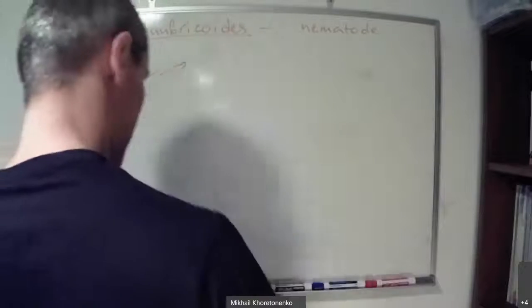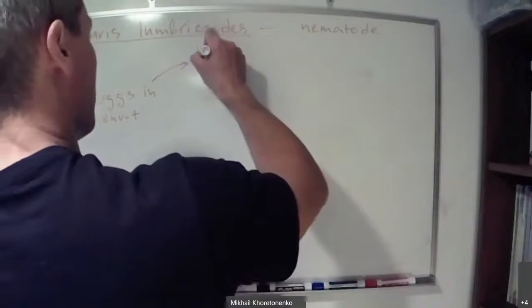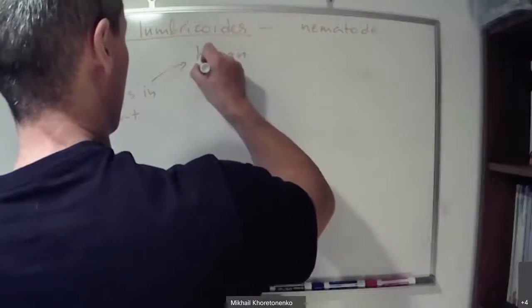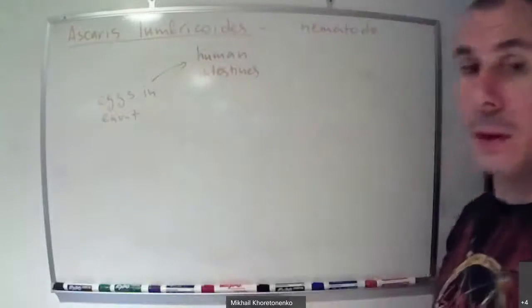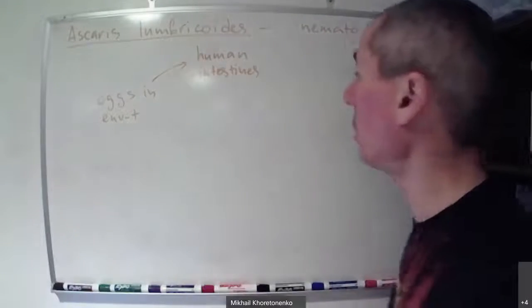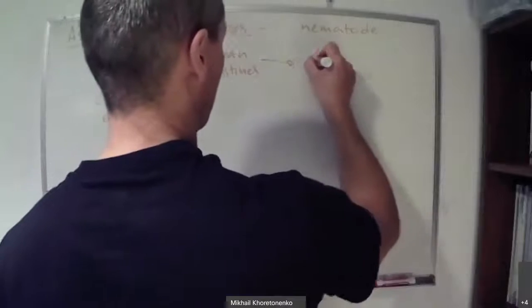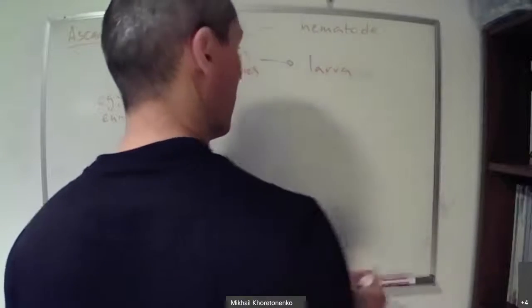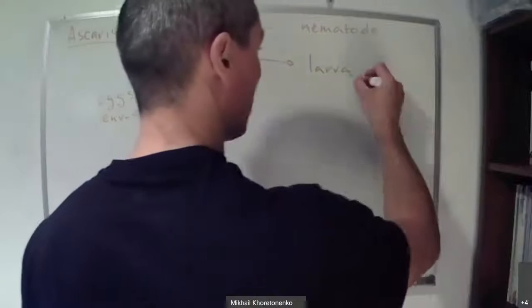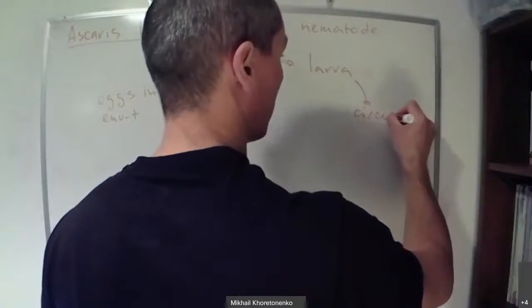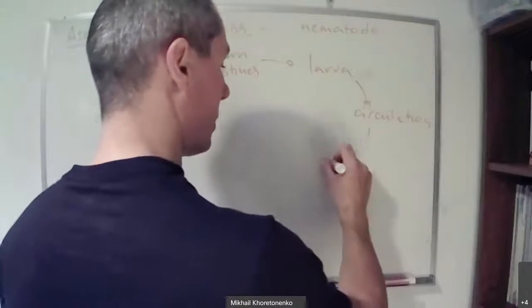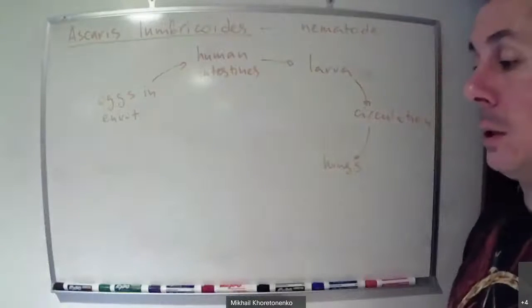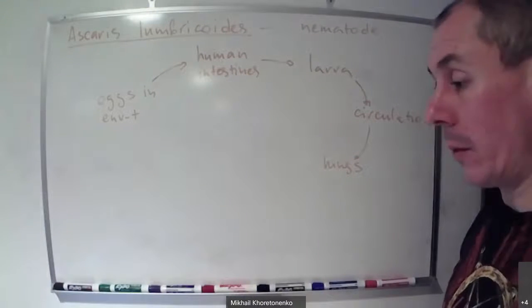Okay, hold on a second. I'm going to put human intestines. In the human intestines, eggs hatch into larva, and larva gets in the circulation, and circulation delivers it to the lungs. Okay, so let's talk about these steps.